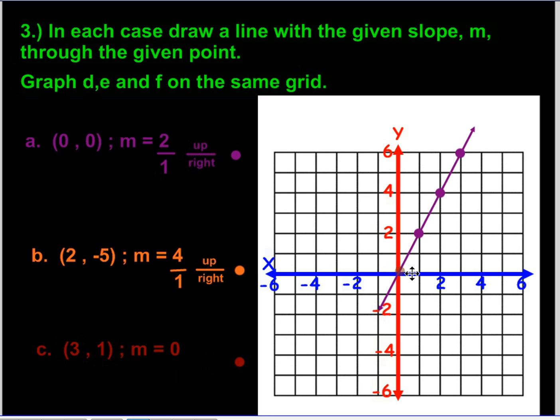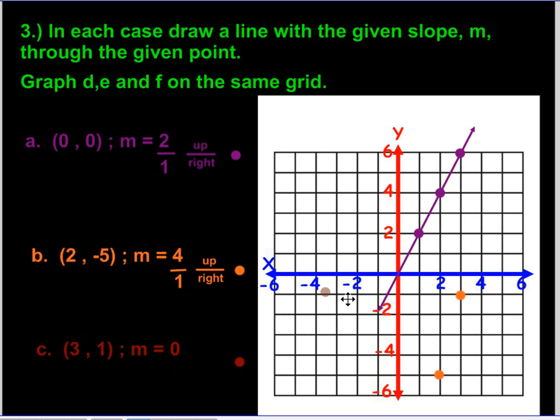So I always start at my origin, and then I'm going to be moving 2 on the x-axis, and then to minus 5, which puts me right here. So that's my starting point. I then am going to be moving 4 up and 1 to the right. So let's start there. 1, 2, 3, 4 up, 1 to the right.